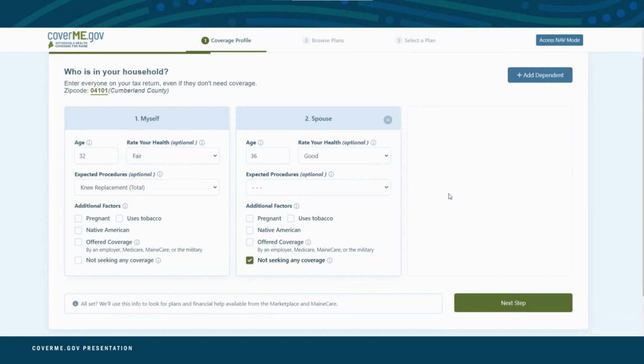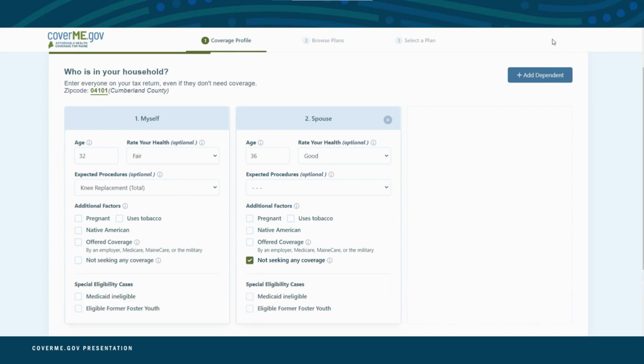Additionally, consumers, brokers, and main enrollment assisters have access to NAV mode in the top right-hand corner of the Plan Compare tool. This allows you to account for special eligibility cases when determining cost savings, including individuals ineligible for Medicaid due to the 5-year bar or their immigration status, and eligible former foster youth.